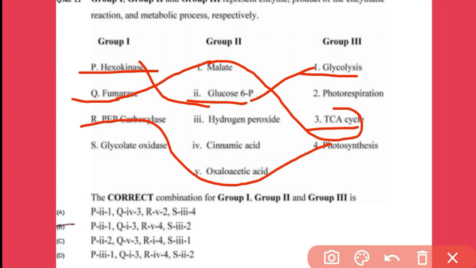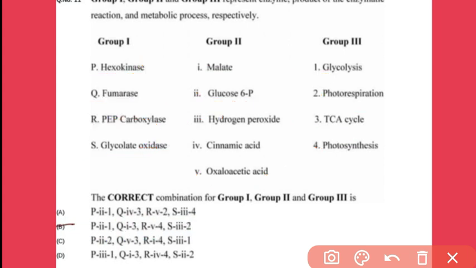Then glycolate oxidase. Glycolate oxidase oxidizes glycolic acid to glyoxylate, or it can also oxidize glycolic acid into oxalate. So glycolate oxidase produces hydrogen peroxide in photorespiration. So this combination is in option B. So option B is the answer to this question.